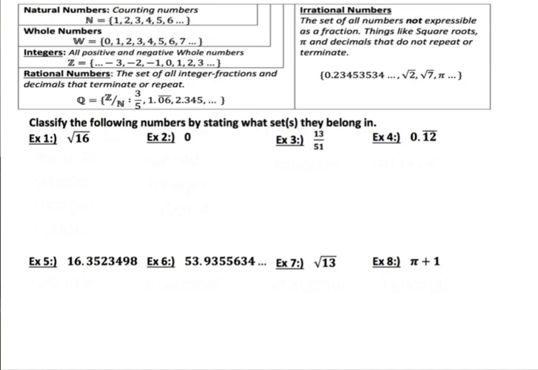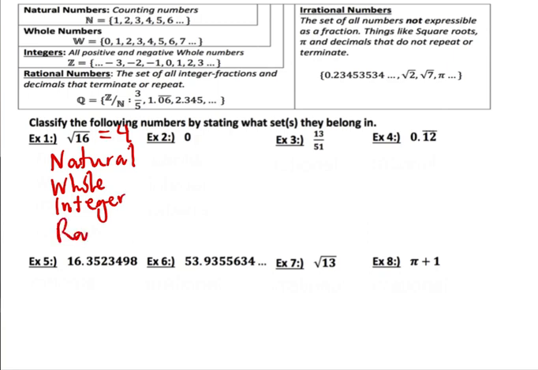Okay, let's go ahead and classify some numbers by telling what sets they belong to. Now, square root of 16 actually equals 4. So, because it is equal to 4, it is a counting number, so it is natural. It's also a whole number. It's an integer. And it is a rational number.